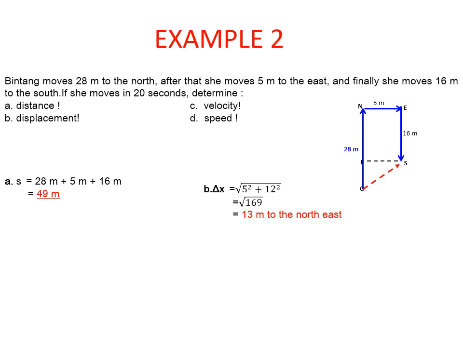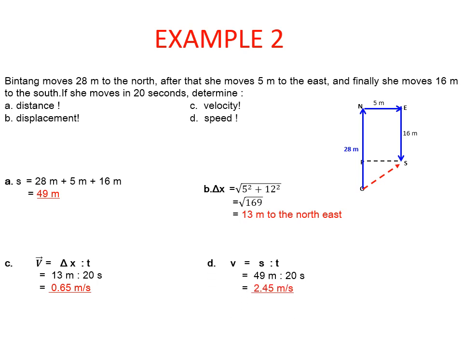And for part C, velocity equals delta x divided by the time taken. So the velocity becomes 13 meters divided by 20 seconds. So the answer for velocity is 0.65 meters per second.